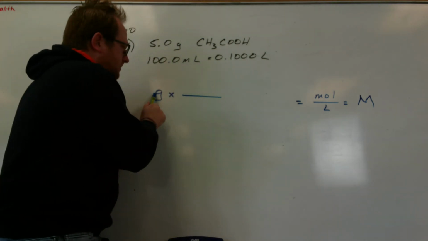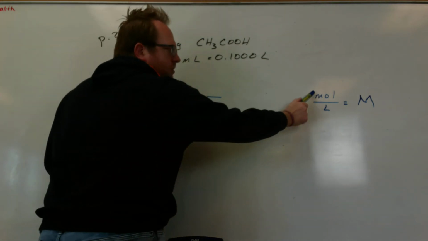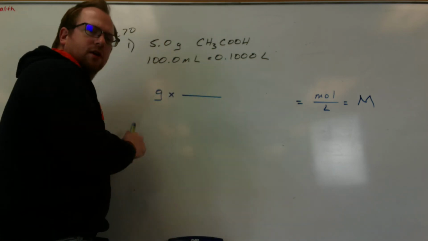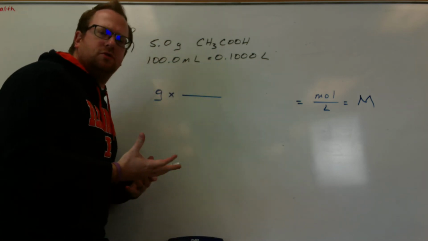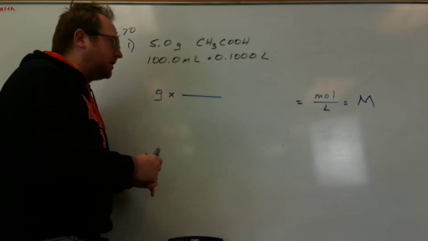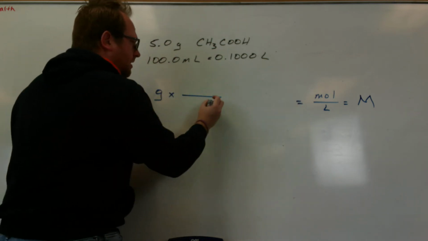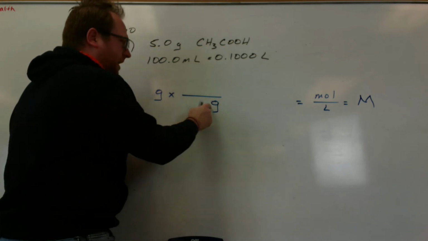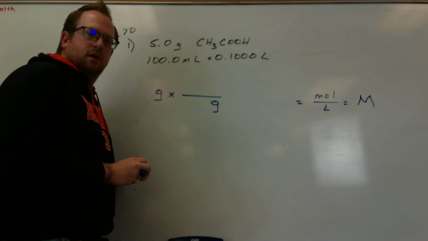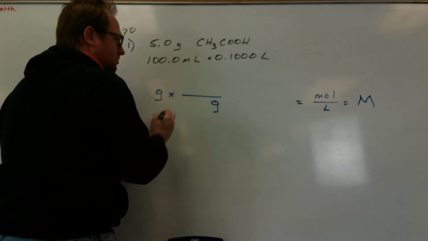So grams, I don't have grams in my answer. So I have to get grams to go away. I've got to get it to reduce. I've got to get it to cancel. Whatever you want to call it, I don't want it. So I have to put grams on the bottom of my fraction here. It's the only way that I can get them to reduce.